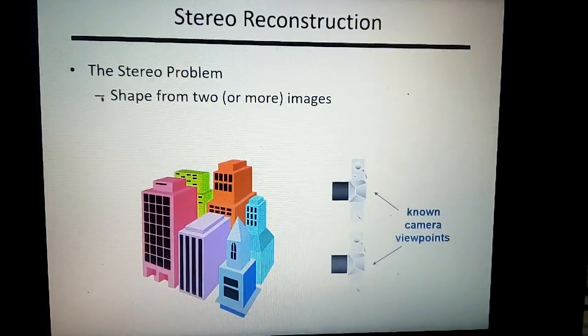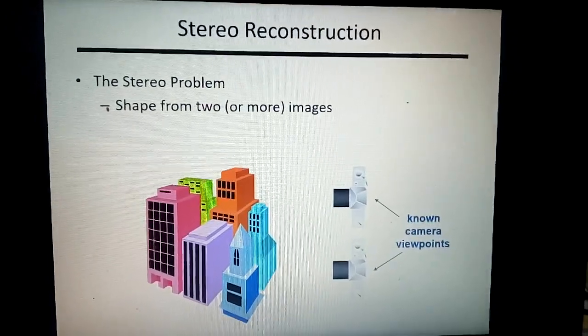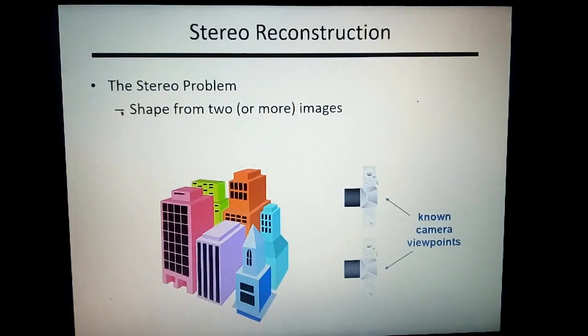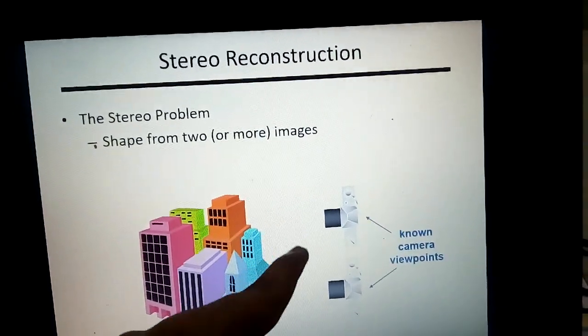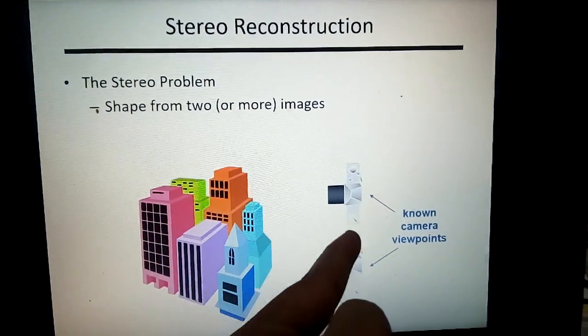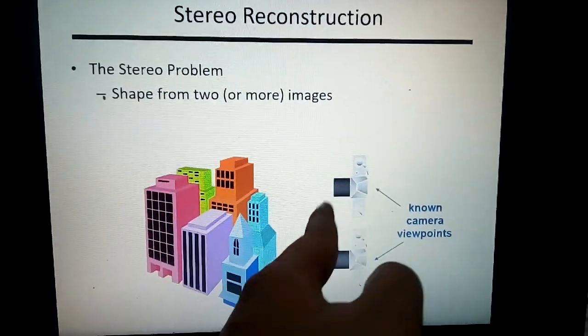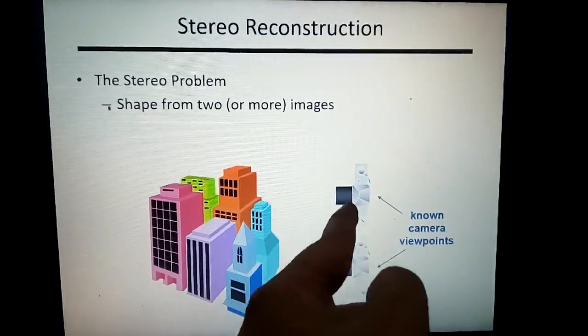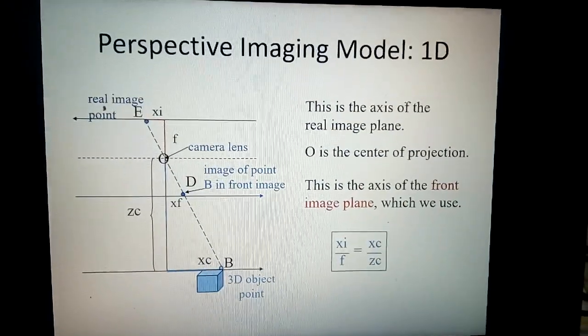So stereo reconstruction: as I have explained before, we need two eyes to perceive depth. How can we do this with cameras? We have two cameras here and a set of buildings which are the objects to be focused on. The images are formed by these two cameras, and based on the images we are able to perceive the depth clearly.